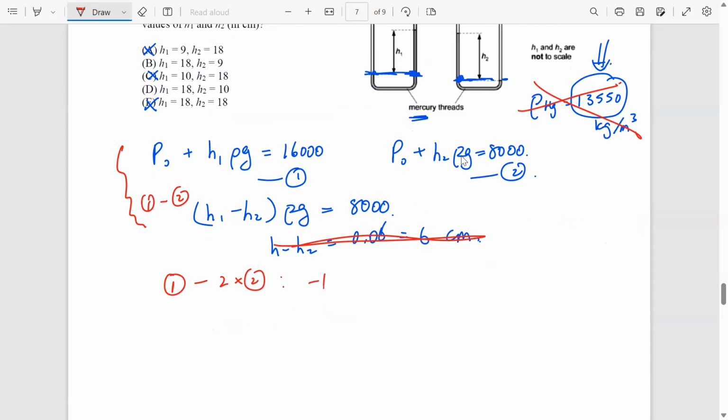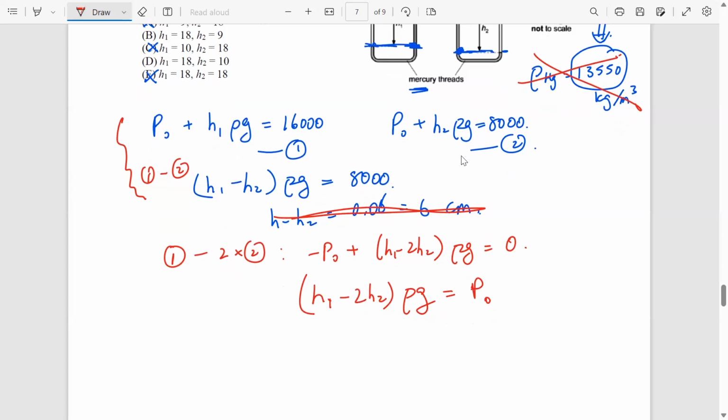I will get negative P naught plus (H1 minus 2H2) rho g equals 0, or (H1 minus 2H2) rho g equals P naught, which is non-zero. Now, if P naught is 0, H1 equals 2H2. That's actually answer B. But P naught is not 0. Therefore, H1 must be greater than 2H2.